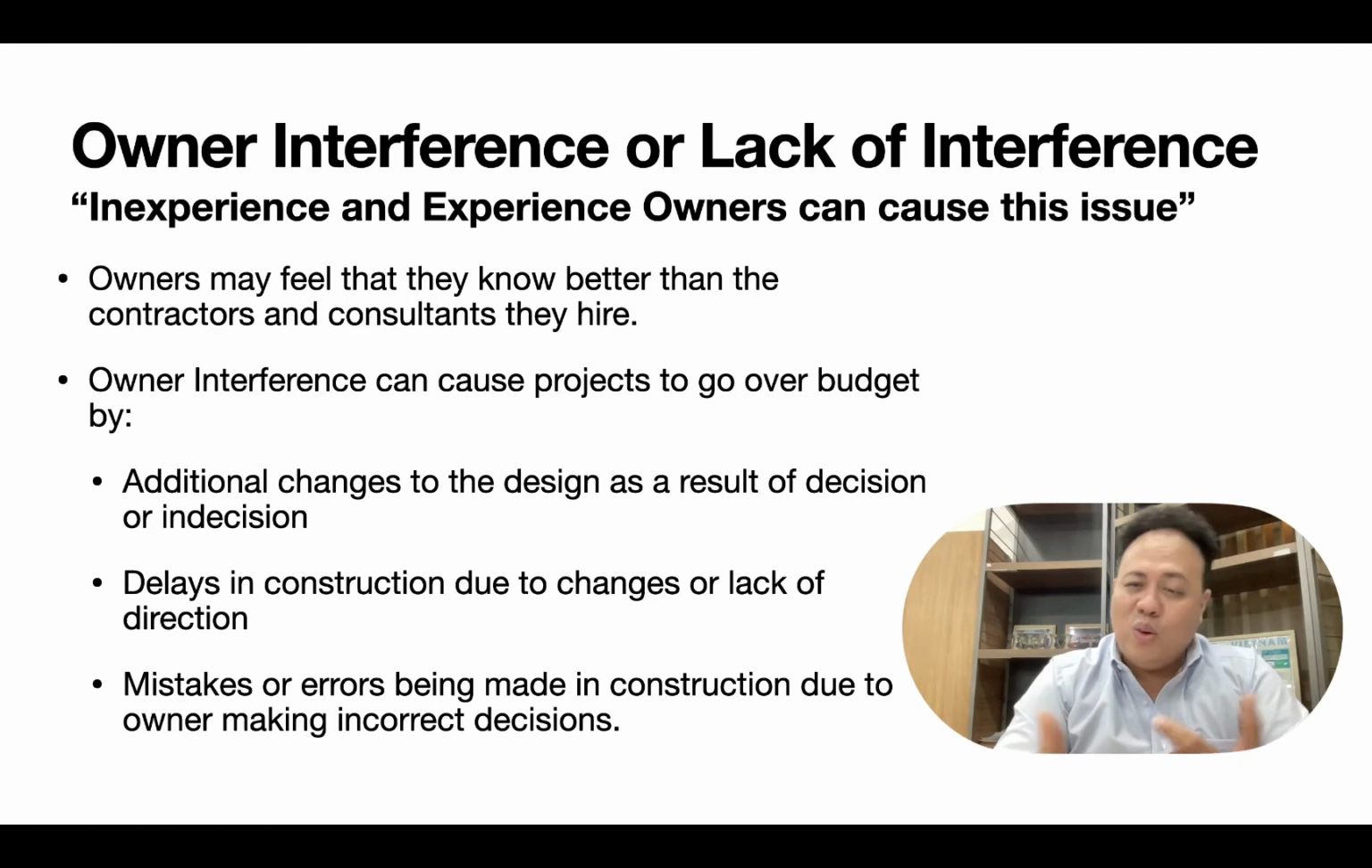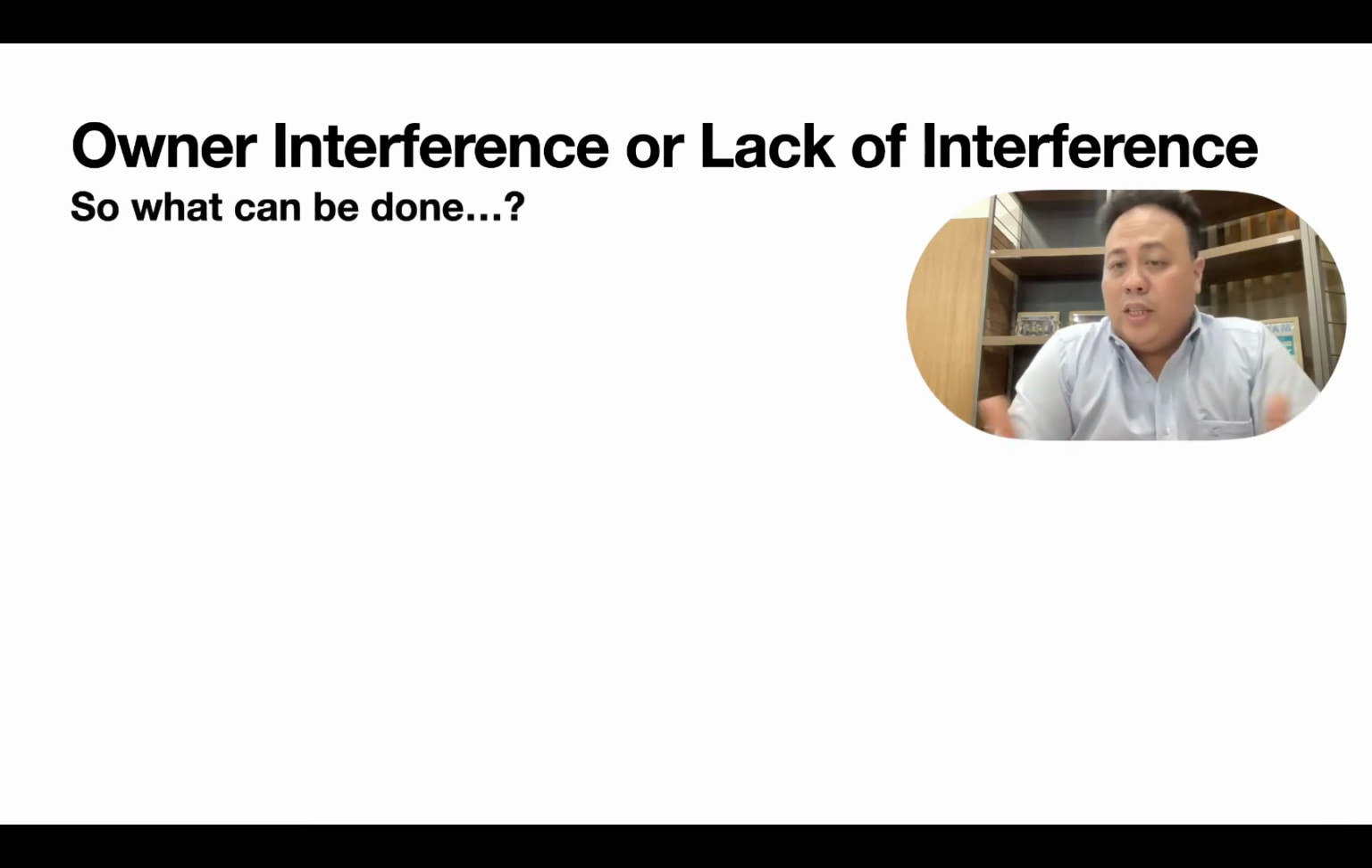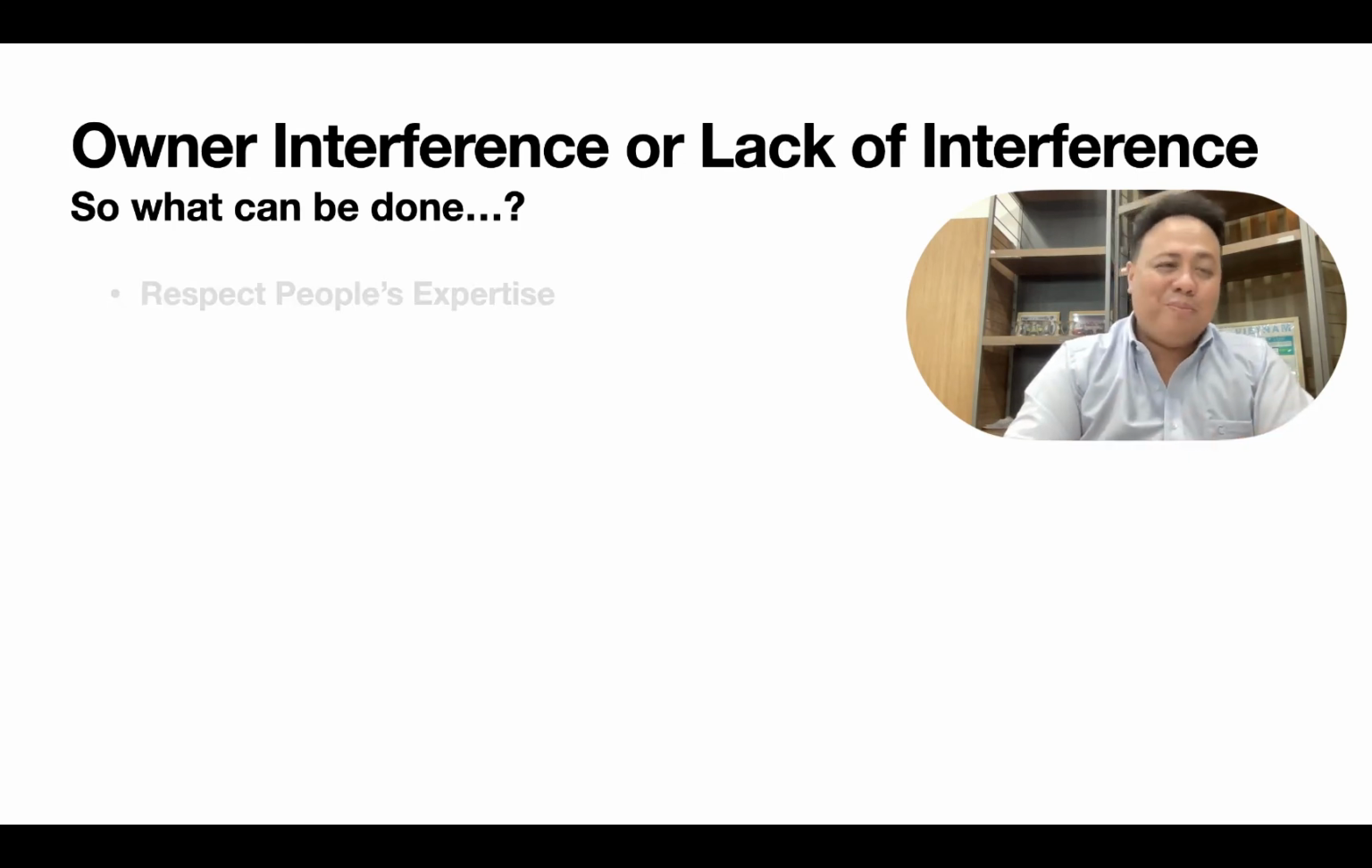Usually they say the owner is always right, but with every error or every change that the owner makes to the design, it will incur cost and time for the project. That is guaranteed. So that is owner's interference and lack of interest. So what can we do with an owner like this? How will you position yourself?